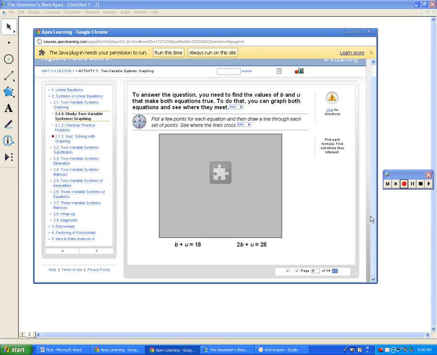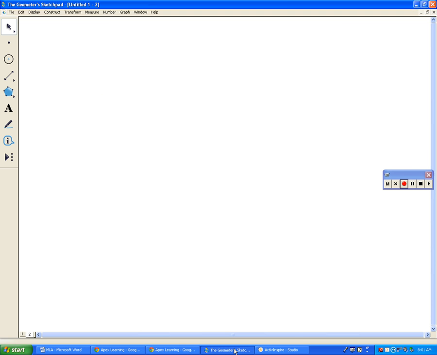And it looks like their thing isn't coming through, so we'll do that on my board. So I need to graph b plus u equals 18. So let me write that down over here. b plus u equals 18. And then the other one that we had was 2b plus u equals 28. And so what we're going to do is pretend the u is the y.